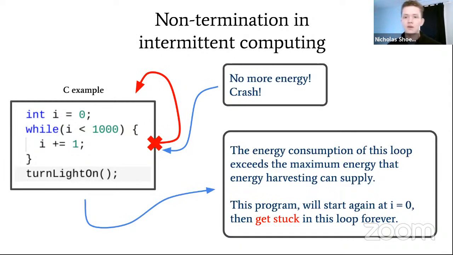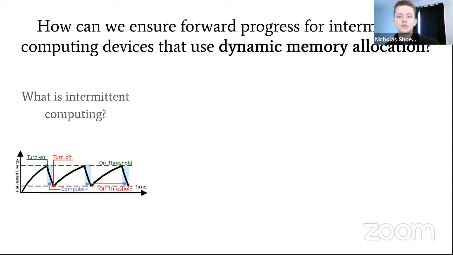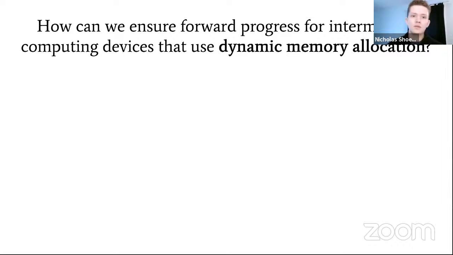So if we never have enough power in a single pulse of power to get all the way through our program, then our program will never finish. We'll just be stuck infinitely repeating the first half of our program. We won't be able to make forward progress. This is called non-termination. So what we'll be talking about in this presentation is how we can ensure forward progress for intermittent computing devices, and then specifically how we can do this for programs that use dynamic memory allocation.